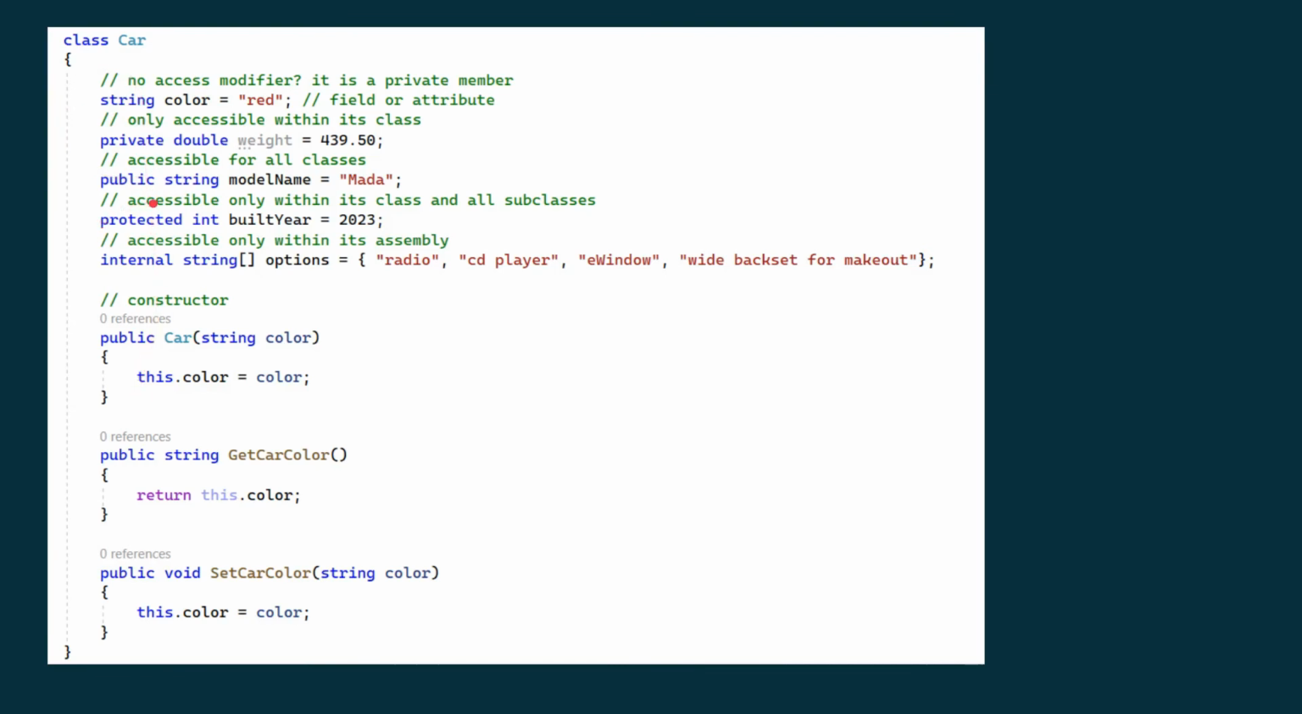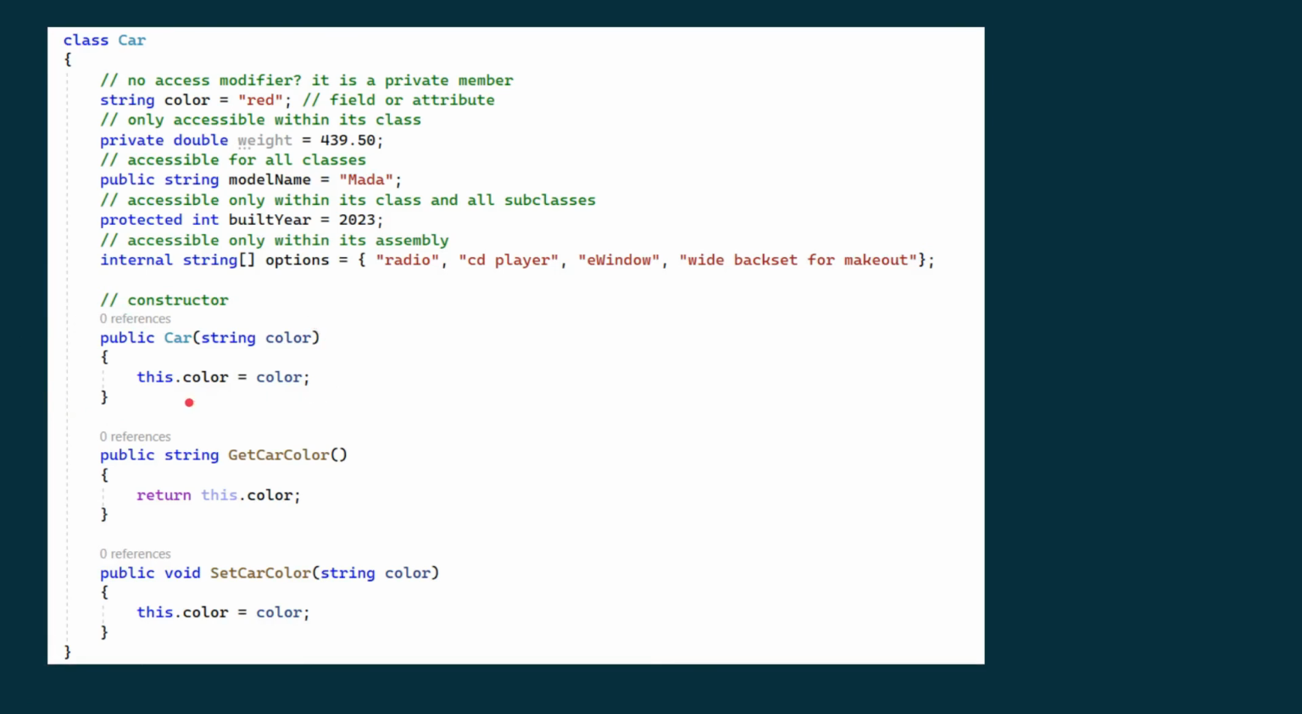Then you have public. Public is accessible for all classes and all objects outside its class. So protected. Protected is like private, but if you inherit from its class, you have access to that protected field or method or property. So you inherit a protected member but not a private member. That's the difference between protected and private. Internal is only accessible within its assembly.